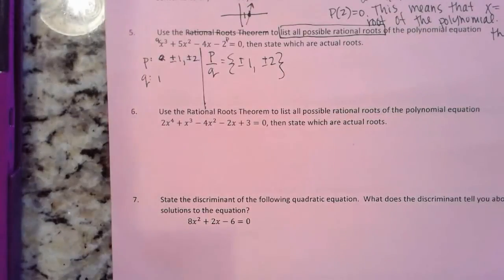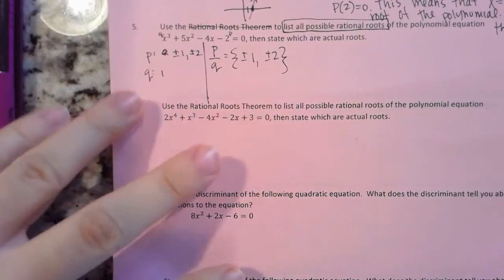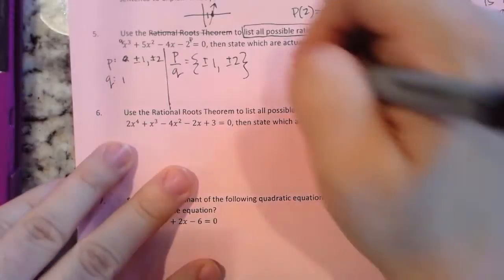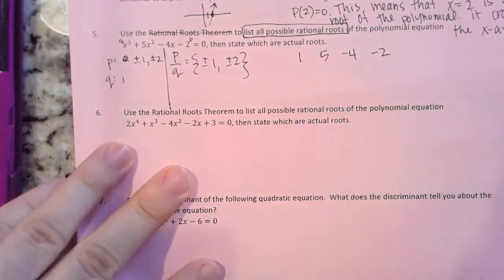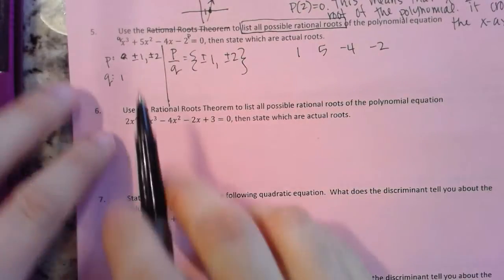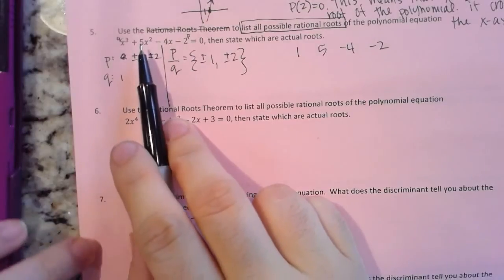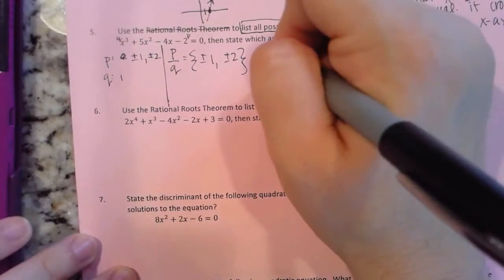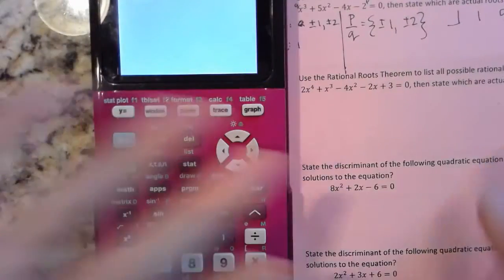Now from this, state which of these ones are actually roots. So to do this, we got a 1, a 5, a -4, a -2. You could plug in 1, see if it works. Plug in -1, see if it works. Plug in 2, see if it works. Plug in -2, see if it works. And maybe I should do that since I'm writing in pen. Okay, yeah, I think I'm going to. Since I'm writing in pen, let's do it.